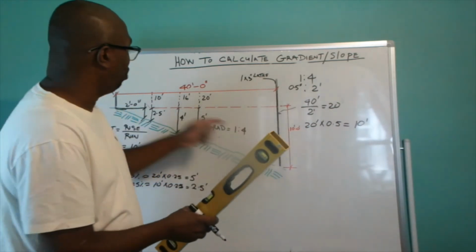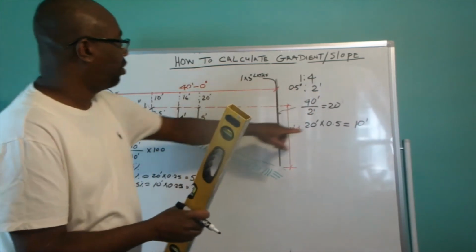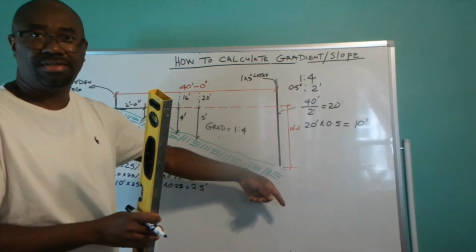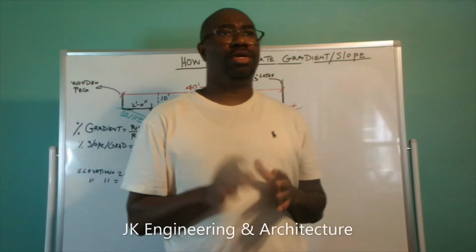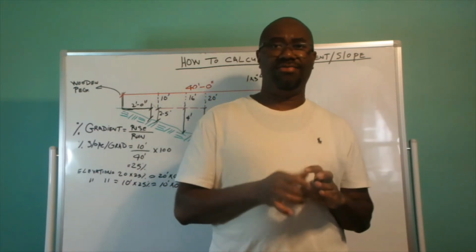So in this case it was 40 feet. So we find out how much 2 feet is in 40 feet, which is 20, and we times 20 by 0.5 and ended up back with our 10. Okay? There's an important point that I want to point out to you before I end this video.